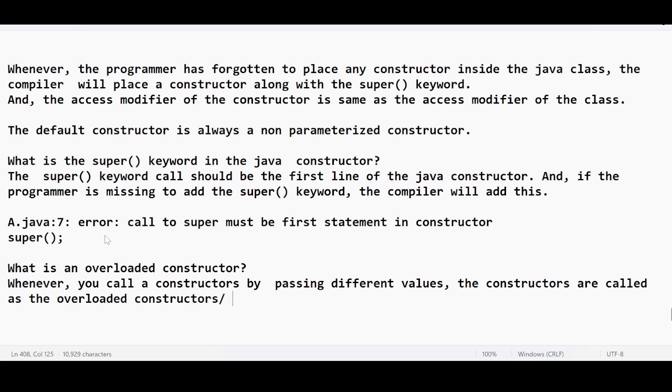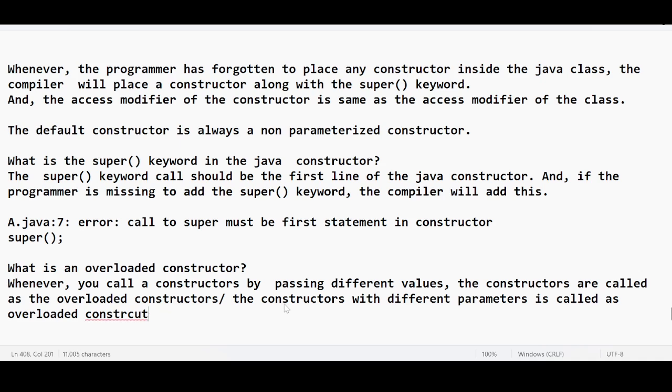Or else I can say that the constructors which have different parameters, the constructors with different parameters are called overloaded constructors. A class can have any number of overloaded constructors.